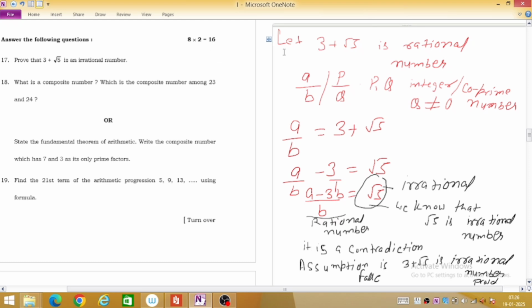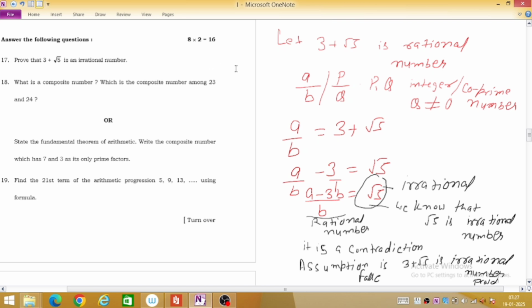A rational number is always of P by Q form. Here you write P and Q are integers, and co-prime numbers. Here I explain what a co-prime number is. Co-prime numbers are numbers whose highest common factor is only 1. For example 2, 3; 3, 5; 7, 9. These all have highest common factor 1. This is called co-prime numbers.